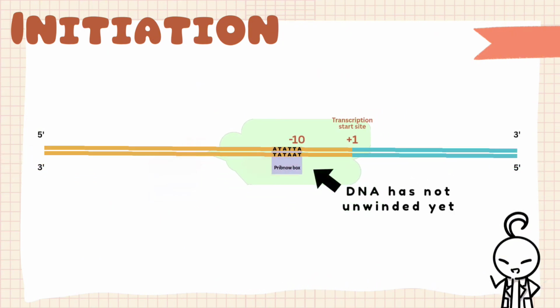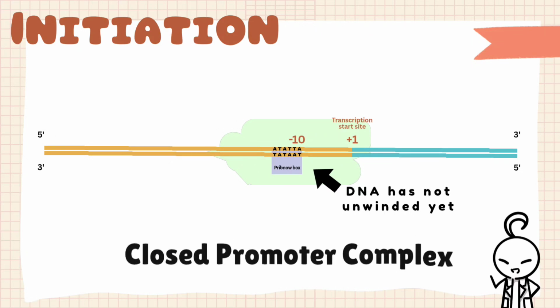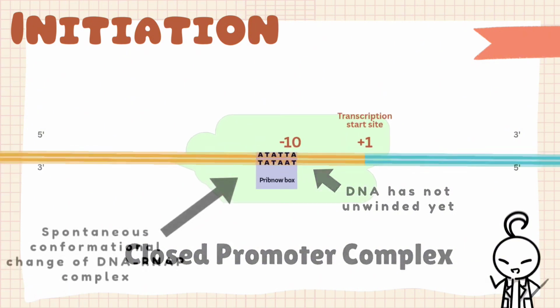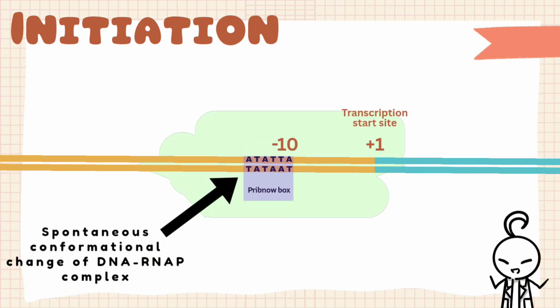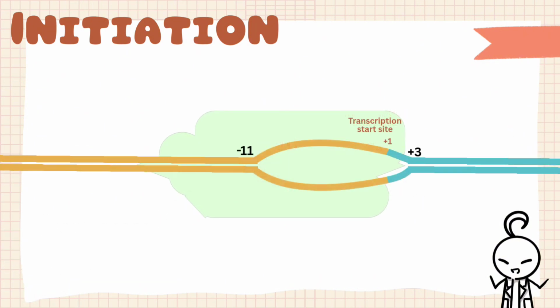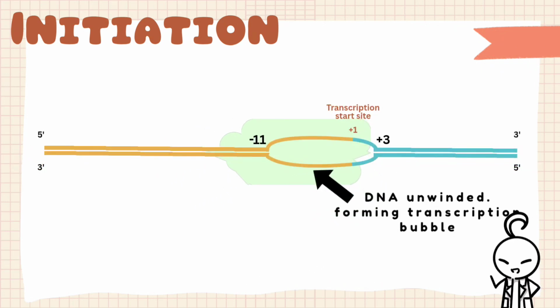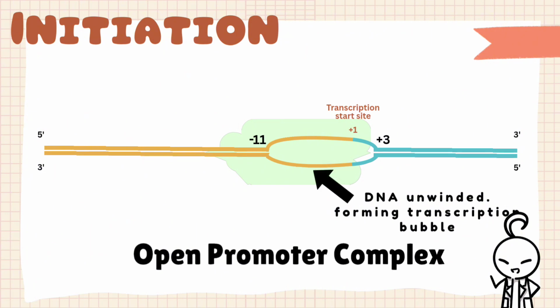Initially, after the binding of RNA polymerase, the double-stranded DNA hasn't unwound yet. This state is also known as the closed promoter complex. The closed promoter complex will undergo a spontaneous conformational change, which leads to energy-independent unwinding to form a transcription bubble. This state is also known as the open promoter complex.